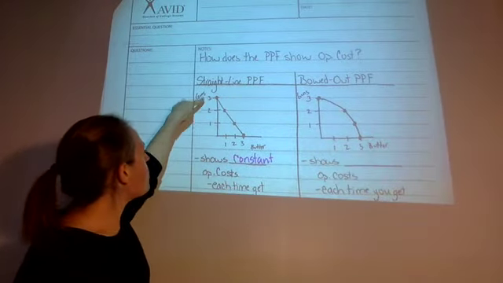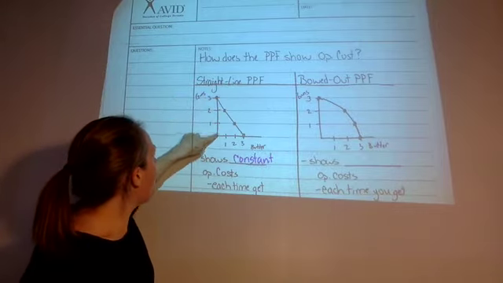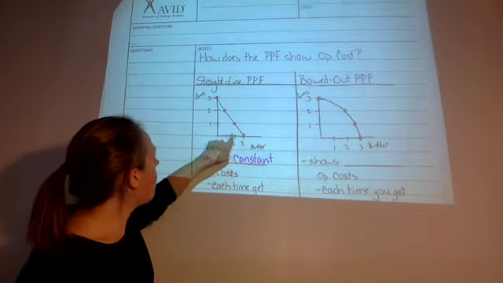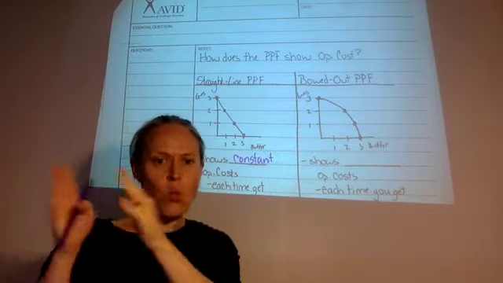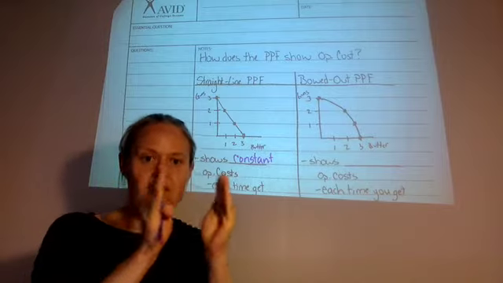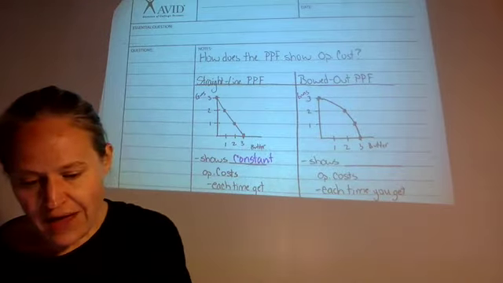On this graph, it shows us that every time they get 1 more gun, they're going to give up 1 butter. It's always the same. The ratio remains the same, whether it's 1 to 1 or 2 to 1 or 3 to 1. That ratio is constant.